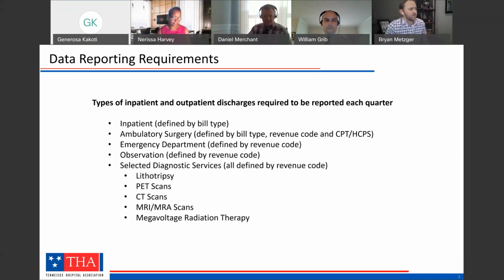The only one of those data sets that has a pretty complex definition is the ambulatory surgery definition. It's defined by a combination of bill type, revenue code, and CPT and HCPCS codes. Essentially, we look at each of those fields on the UB04 claim, and if it meets a certain set of criteria, it drops into these different buckets or different data sets.